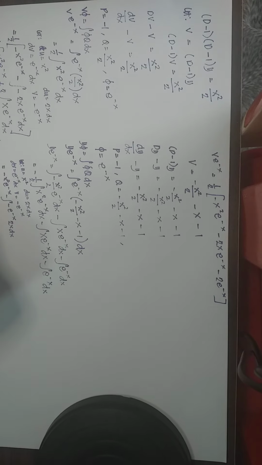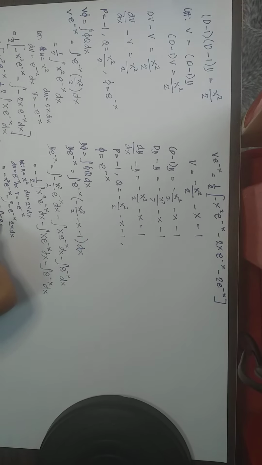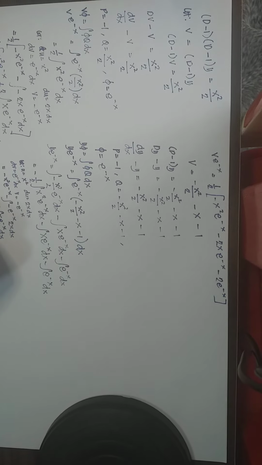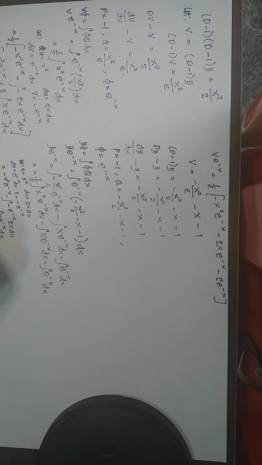Plus, ilabas na natin yung 2. Negative negative is positive 2. The integral of x e to the negative x dx. Again, this is integration by parts. So we have negative x squared e to the negative x plus 2.